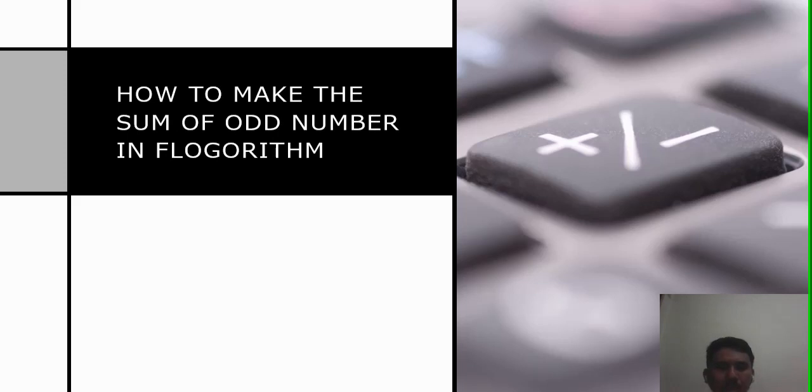Okay, in this video we will discuss how to make the sum of odd numbers in Flowgorithm. Like this: 1 plus 3 plus 5 and so on, until 2 times n minus 1. Okay, check it out.